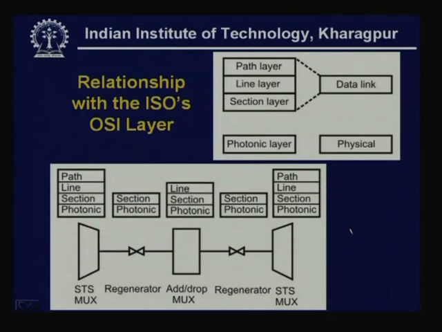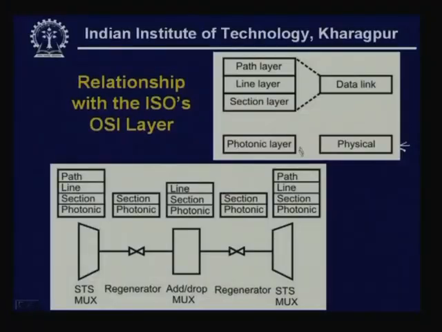Let us see what is the relationship of this 4 layer SONET model with the ISO's OSI layer. We know that ISO's OSI model has got 7 layers. The lower 2 layers are physical and data link. So, the photonic layer belongs to the physical layer, where it decides the signal level, distance and all these parameters for physical transmission of optical signal. So, that is done in the photonic layer.